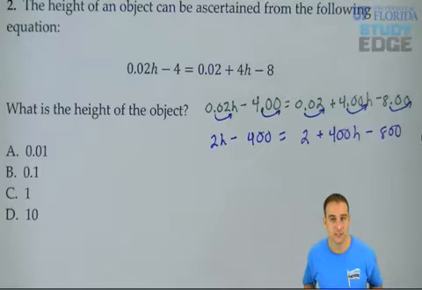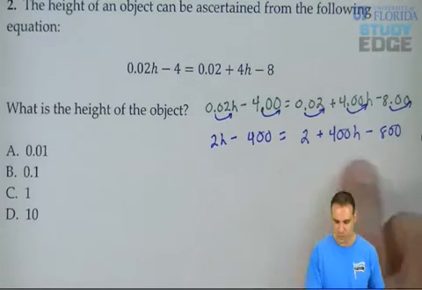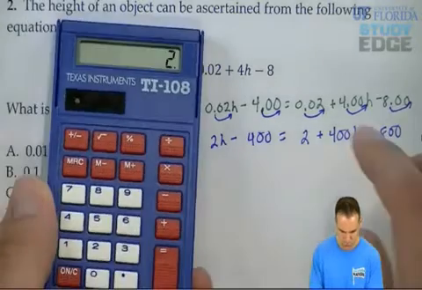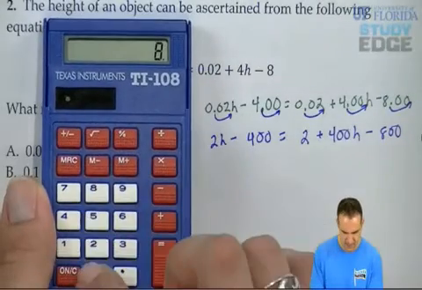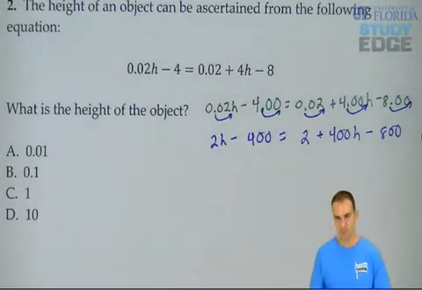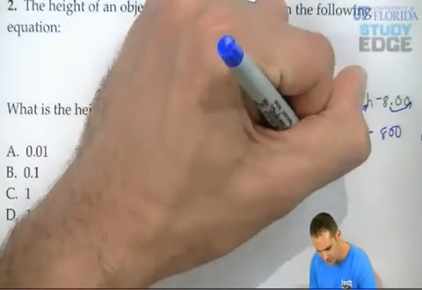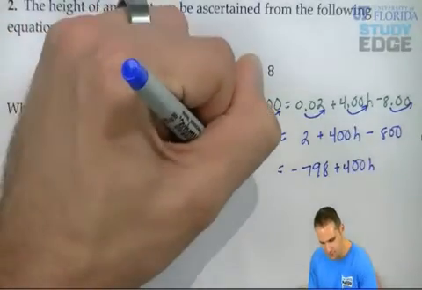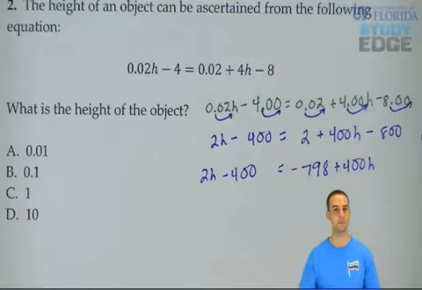I can combine like terms next. I see like terms over here. 2 minus 800. Negative 798. Plus 400h. On the left-hand side, 2h minus 400.